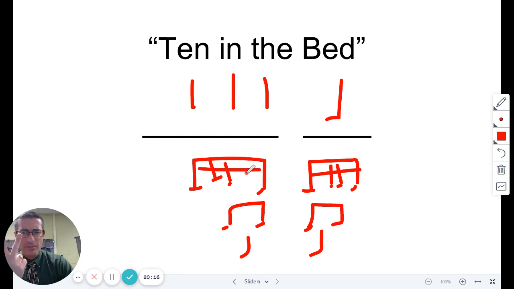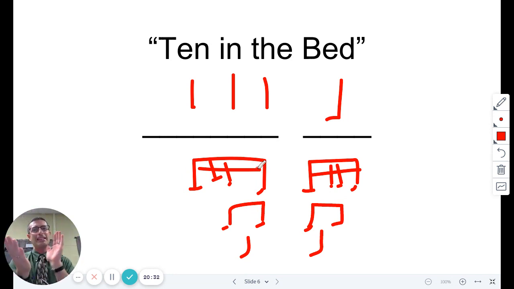Now, wait a minute. Teary, teary has four syllables. Teet, tee has two syllables. But we don't have anything down there that has three syllables on the same beat.